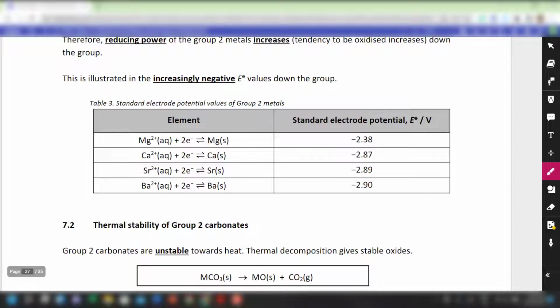So remember that the more negative the standard reduction potential is, the stronger the metal is as a reducing agent. So I repeat, the more negative the standard reduction potential, or the standard electrode potential, is, the stronger the metal will behave as a reducing agent.